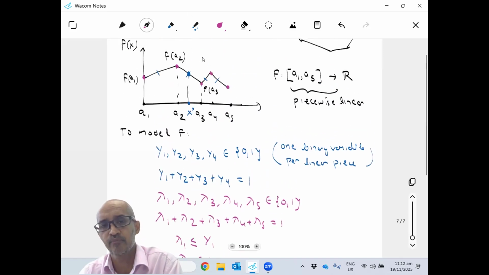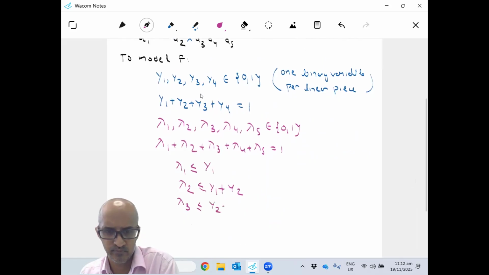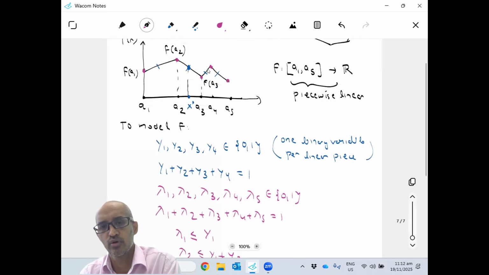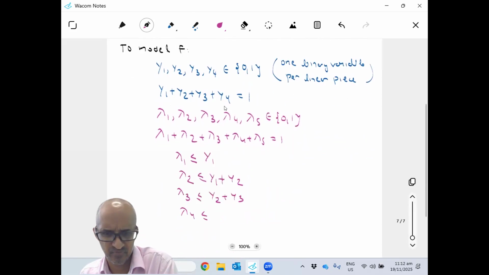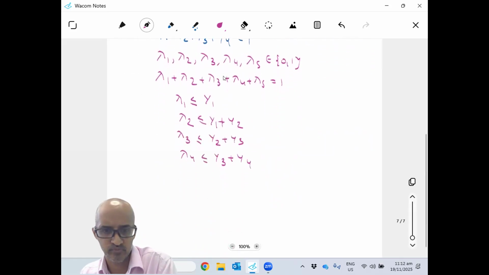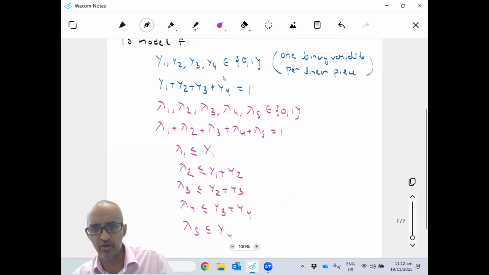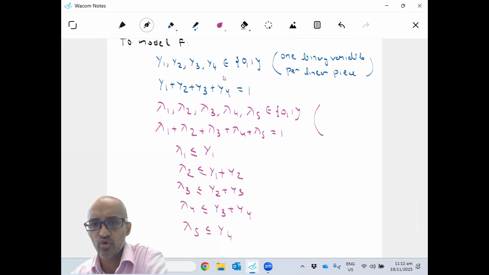Lambda 3, y2 or y3, lambda 4, y3 or y4. And lambda 5 only depends on y4. So let's see what this constraint does. So this is clearly the convex combination multipliers.